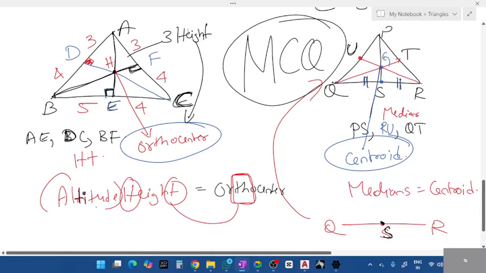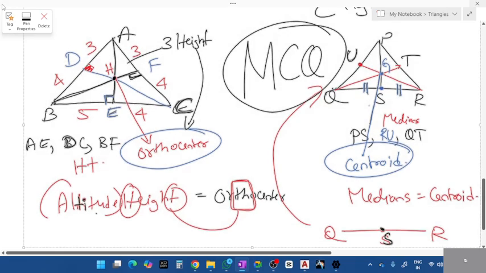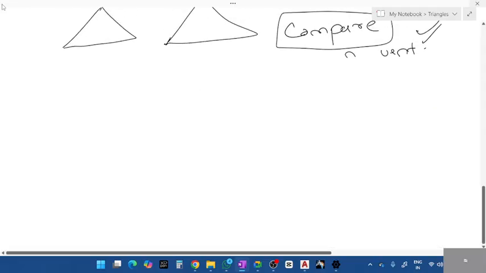All the concepts clear? Did you understand what is altitude? What is median? 90-degree? Everything is clear? Okay, take a break for 5 minutes. After this, the main topic, congruency of triangle.